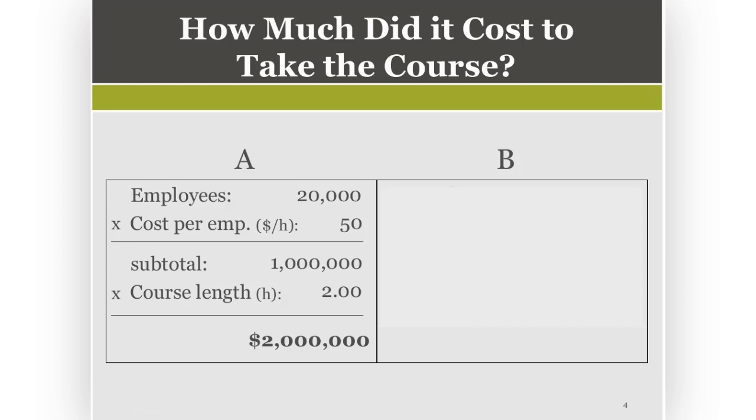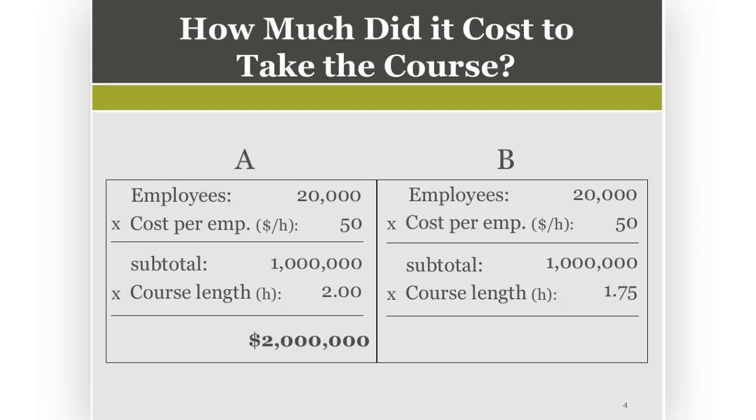That's a number that a lot of people don't look at. Now, let's take a look at our other course, where we have 20,000 employees again. Cost per employee is $50, so that subtotal is $1 million. Now the course length is only 1.75 hours. Somehow, by maybe using some performance support, some job aids, that sort of thing, we were able to cut the course length from 2 hours to 1.75 hours.